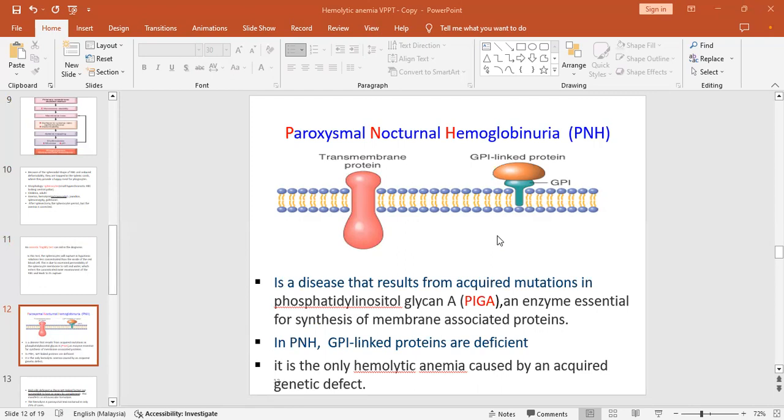The next form of hemolytic anemia, which I will be discussing today, is paroxysmal nocturnal hemoglobinuria, PNH. It is a disease that results from acquired mutations in PIGA, an enzyme essential for the synthesis of membrane-associated proteins. In PNH, GPI-linked proteins are deficient. It is the only hemolytic anemia caused by an acquired genetic defect.